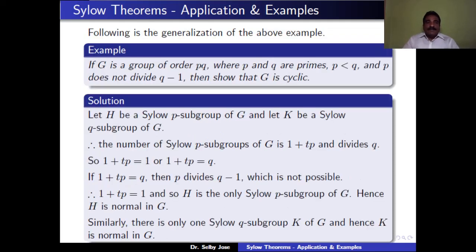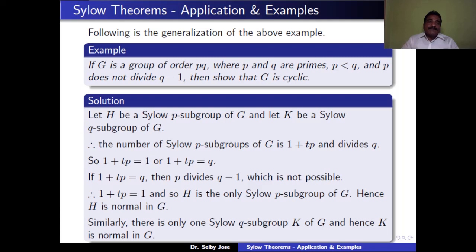So following is a generalization of the above example. Here G is a group of order pq where p and q are primes, p is less than q and p does not divide q minus 1. Then G is cyclic. So in the previous example, the order of G is equal to 3 times 5 where 3 is less than 5. 3 does not divide 5 minus 1, that is 4, and we have shown that G is cyclic. The same or a similar argument can be worked here also.